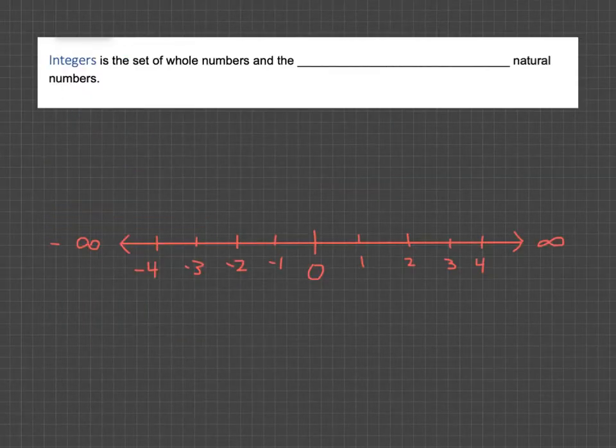The next set is integers, which is the set of whole numbers and the negative natural numbers. So far, we've only had positive numbers and 0. So now we're going to add negatives, and that's going to give us the set of integers. So the set of integers includes the whole numbers. So 0, 1, 2, 3, etc.